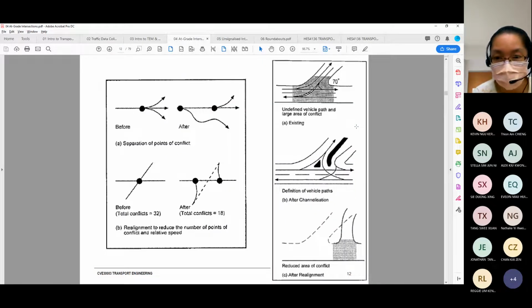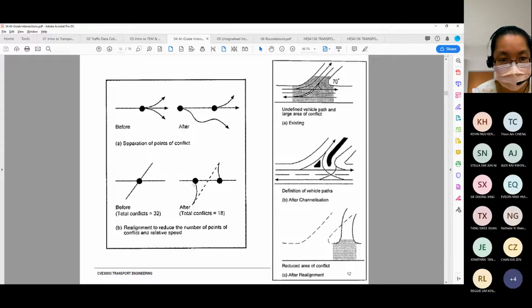Okay, so various forms of treatments that we have: realignment, putting the conflict points, separating the conflict points into two. Although this may increase the number of conflict points, this would be better because the conflict point here, the diverging, is two different directions. So it is less severe if any untoward incident were to happen.